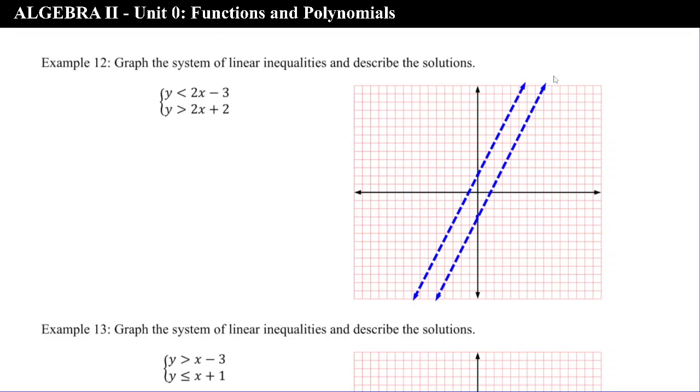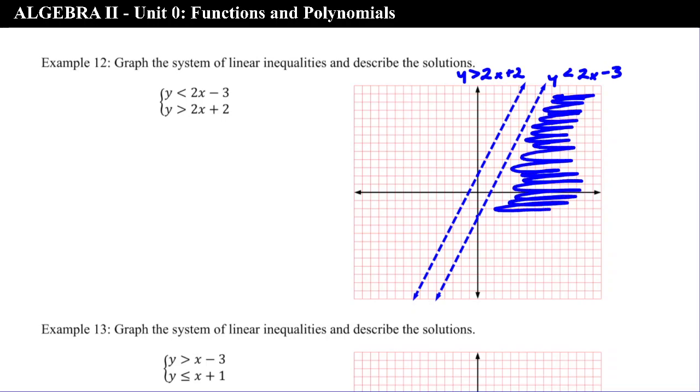And again, it's a good idea to label which graph is which, because we need to know for this next part. The first line is here. This is our y is less than 2x minus 3. And this graph over here is our y is greater than 2x plus 2. If we're going to shade the areas below 2x minus 3, because we have less than, we want to do the areas below, it would include everything that is here.